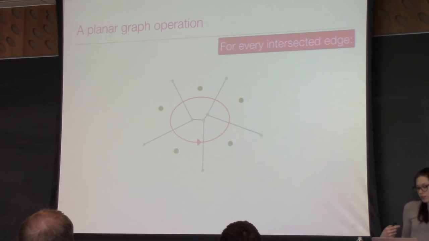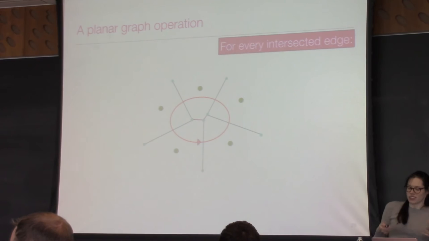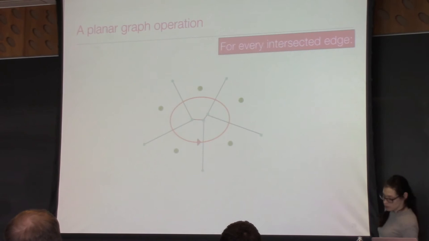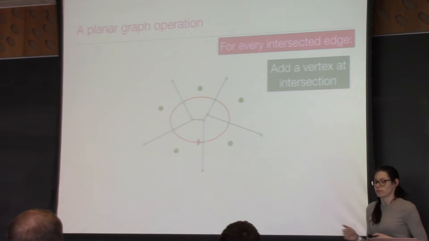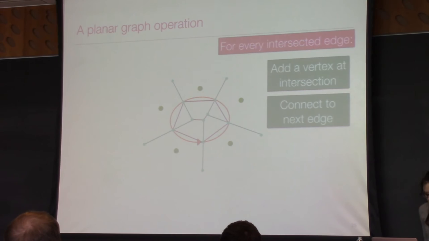So then I'm going to define an operation to change the graph. While I'm going to define it in a way that sounds algorithmic, the algorithm doesn't actually do this, but this is just for clarity in terms of understanding what this operation does at a fundamental level. So for every one of these intersections, we add a new vertex, a Voronoi vertex, at this intersection. And then we connect each one of these new vertices to the vertex on the next edge. And then we delete the subgraph that's inside.